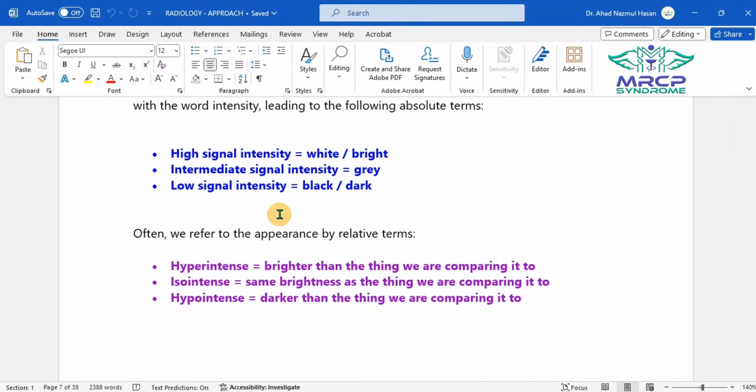T1 weighted is a type of MRI image that uses the T1 relaxation time of the tissue to create the image. T1 weighted image will highlight the soft tissue, and it can help identify tumors and other lesions. So T1 weighted image will use the T1 relaxation time of the tissue, and it will highlight the soft tissue. And what is meant by the T2 weighted image?